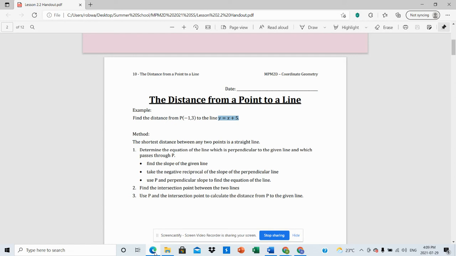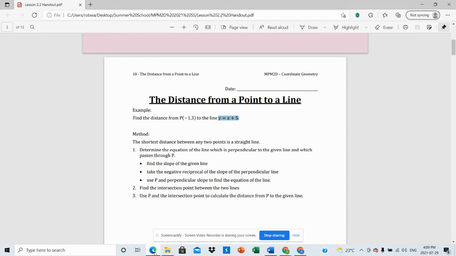But once we've done that, so we found the equation of the line, that's great. We're also going to find the intersection point between the two lines. To do this, I strongly recommend using Desmos, but you can use any of the other methods that we've learned to solve a system of linear equations.